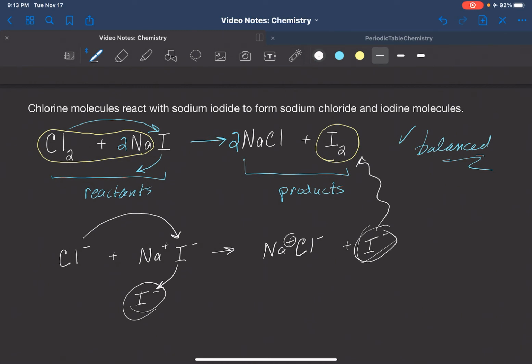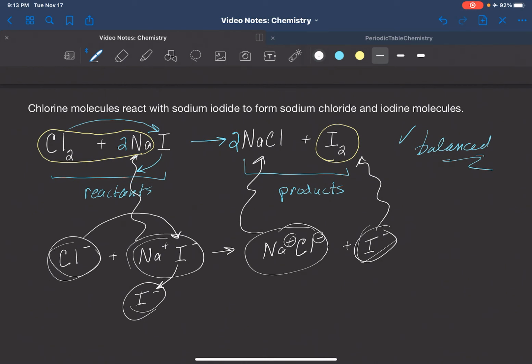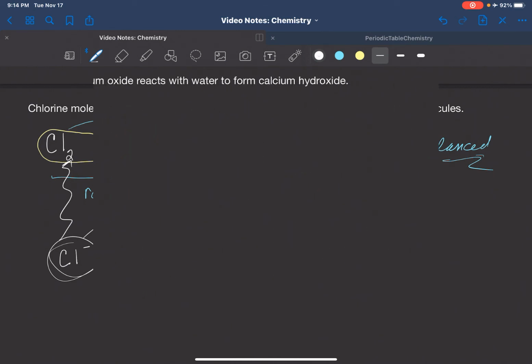And then right here, +1, -1 is already 0. So this is going to combine to form this. This was already combined to form that, and these were already bound together chemically to form those. Okay, this is what's happening. This is what you've got to be able to see in your mind's eye. All right, let's take a look at another example.